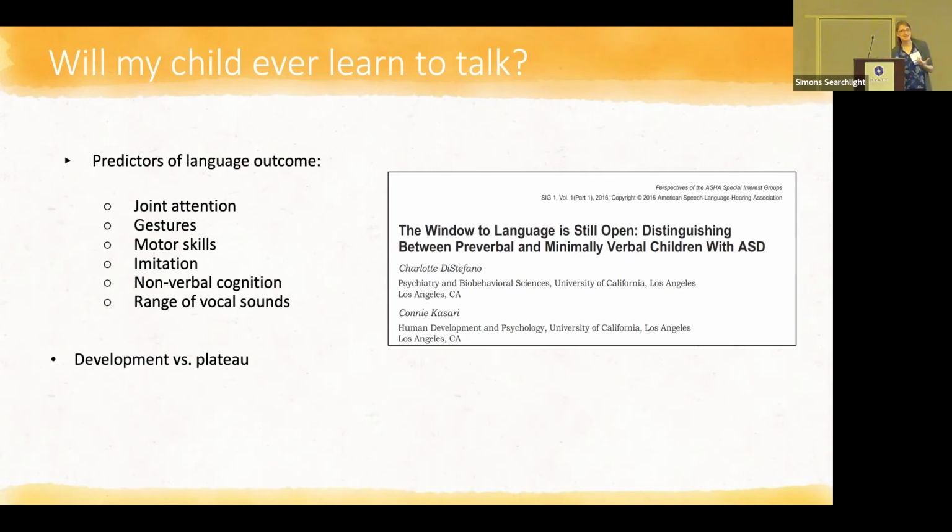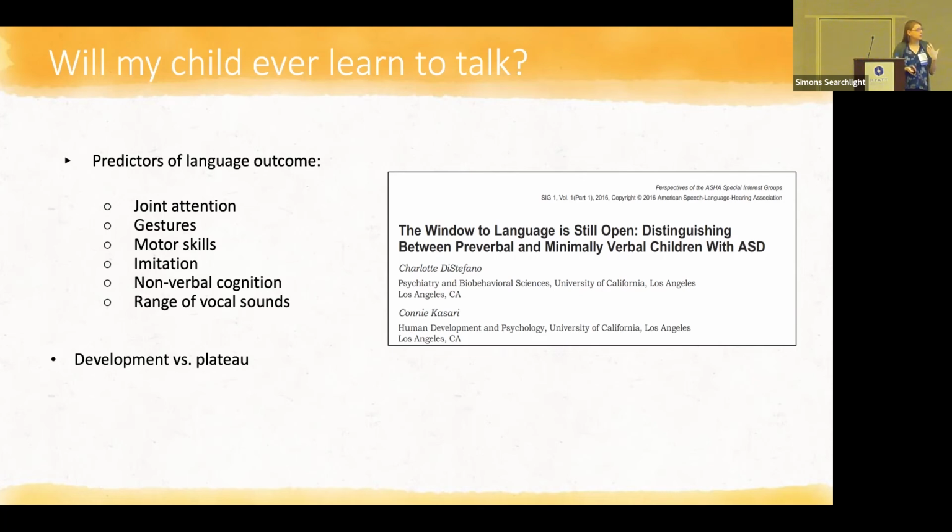In terms of making our best guess about whether or not a child is going to learn to talk, when we look at big groups of kids, some predictors of language outcomes are kids who use more joint attention, who are coordinating their attention with other people, and I'll talk more about joint attention in a minute. Kids who are using gestures, so pointing, waving. Kids who have better motor skills and imitation skills. Kids who have better nonverbal cognitive development, and kids who make a range of different sounds. Those are all good predictors for future language development.